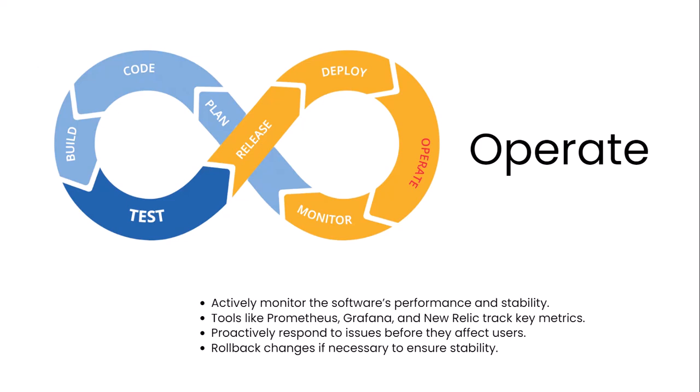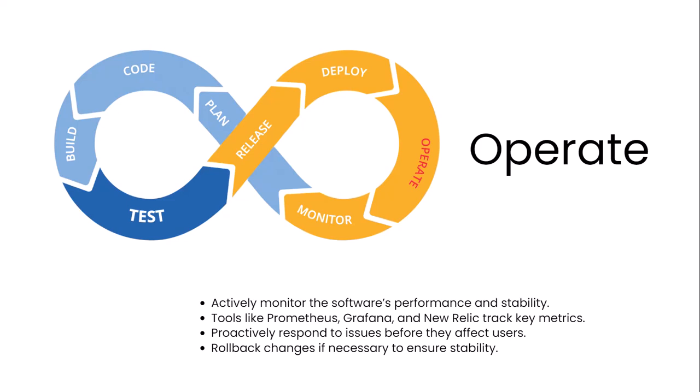But how do we make sure everything is running smoothly? In the operate phase, monitoring tools like Prometheus, Grafana, or New Relic come into play. These tools track key metrics like server load, response times, error rates, and uptime. They alert the team if something goes wrong, whether it's a server crashing or a new feature behaving unexpectedly. The goal here is to maintain stability while the software is in use.